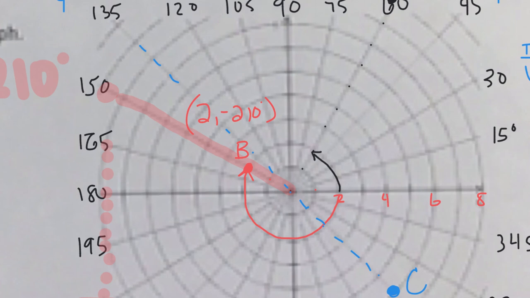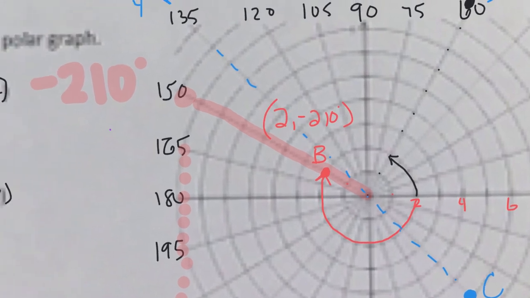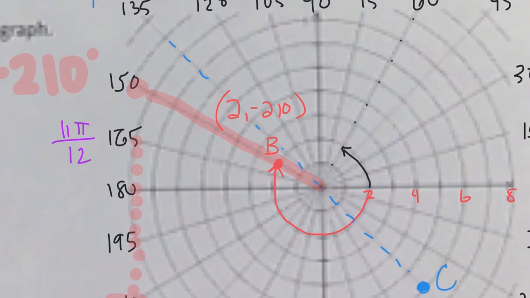Okay, number 12 says 4, 11 pi over 12. Well, since we've broken these into twelfths, 165 is 11 pi over 12. We just have to count how many twelfths we have. So in this direction we go 1, 2, 3, 4. Here's our coordinate for D at 4, 11 pi over 12.